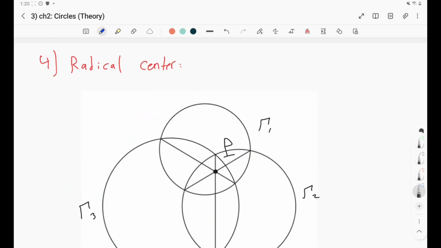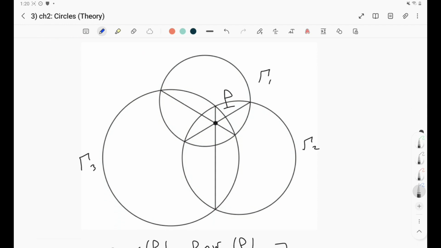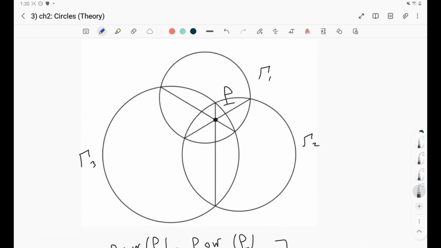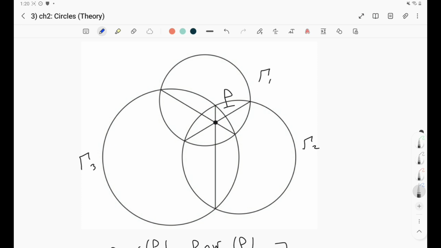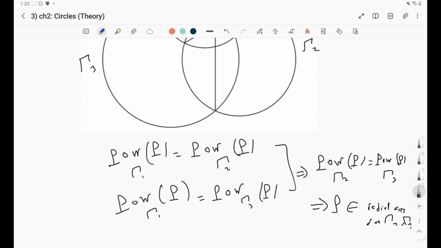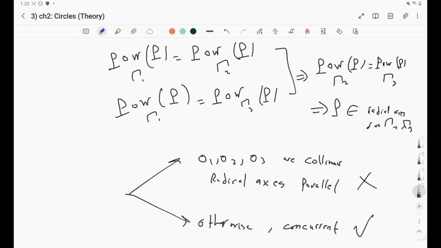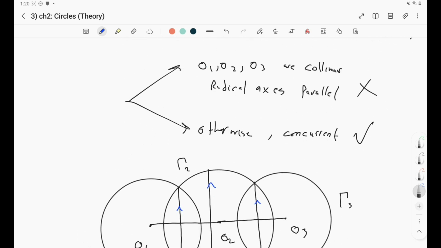Next, the idea of radical center. If we have three circles and the radical axis of the first and second, and the second and third, they intersect, then of course the third one also, they're all concurrent at this point P. And we discussed that we have many cases.